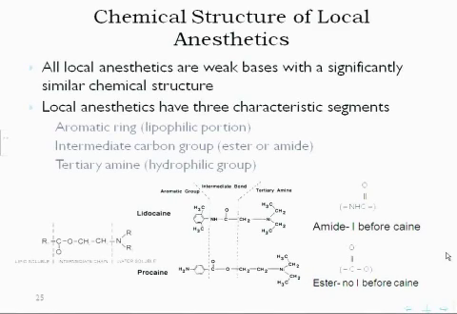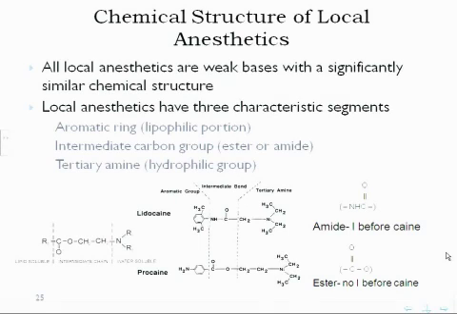So prilocaine, bupivacaine, ropivacaine, lidocaine. All those are amides. Things that are not amides are cocaine. Those are esters. Procaine is an ester. Tetracaine is an ester. All those, just by looking at the name, you know what they are.